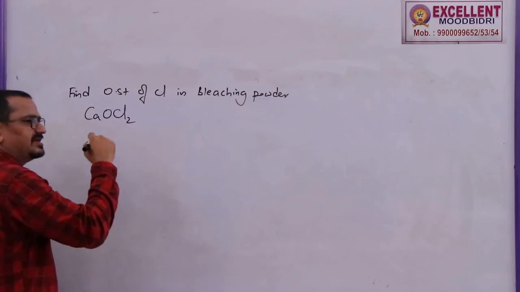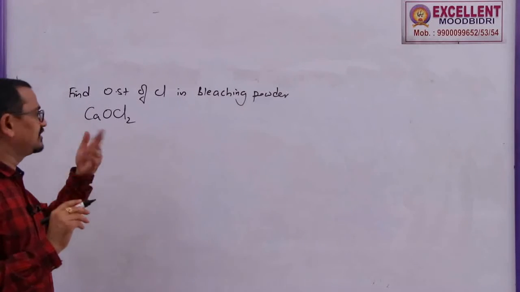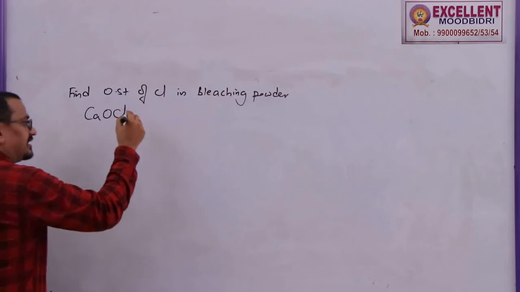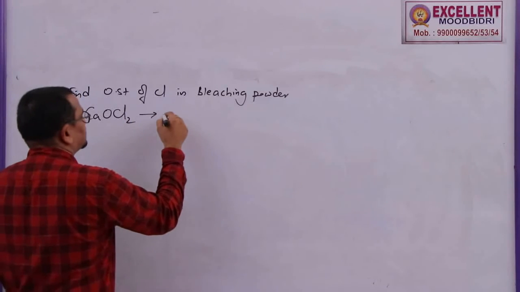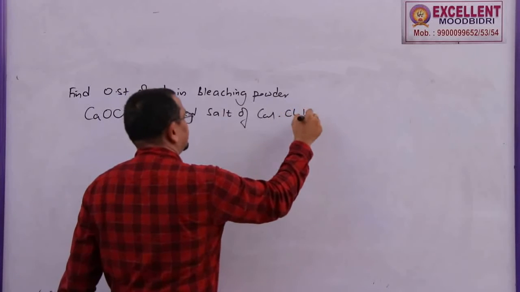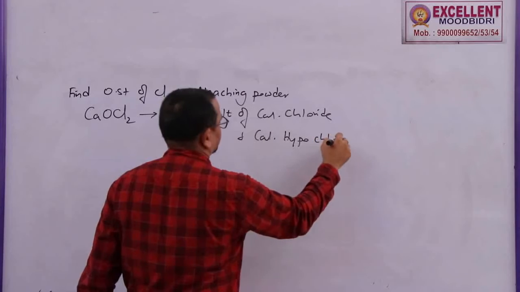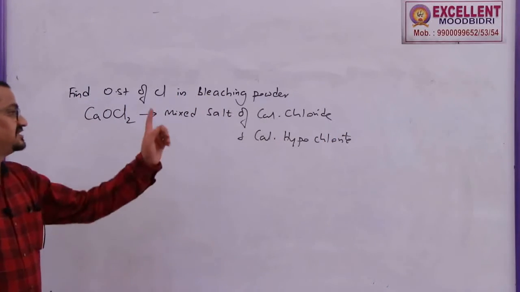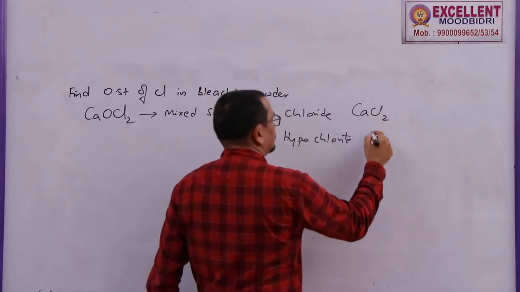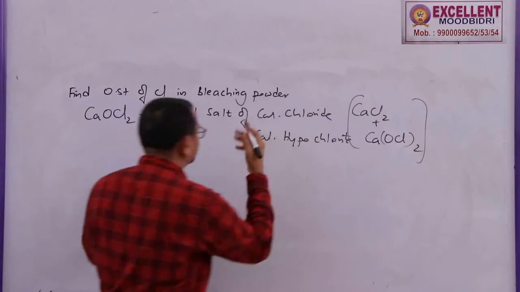Okay, so there may be a misconception: if you find the oxidation state of chlorine directly, you will get it as 0. But 0 won't be given in the options. Understood? That's why we have to remember that bleaching powder is a mixed salt of calcium chloride and calcium hypochlorite, means CaCl2 and Ca(OCl)2. So the combination of these two is called bleaching powder.